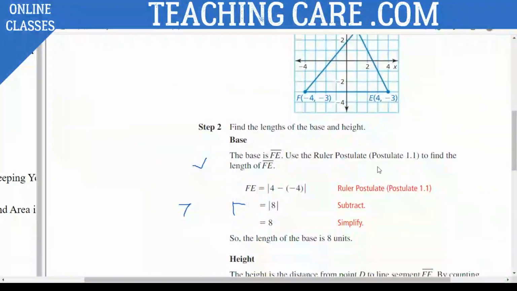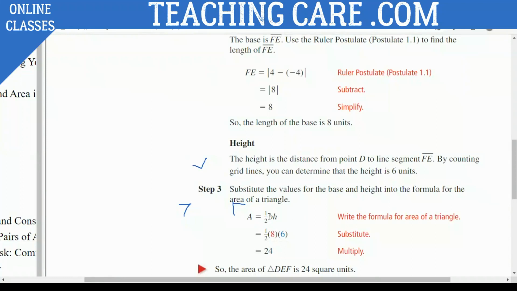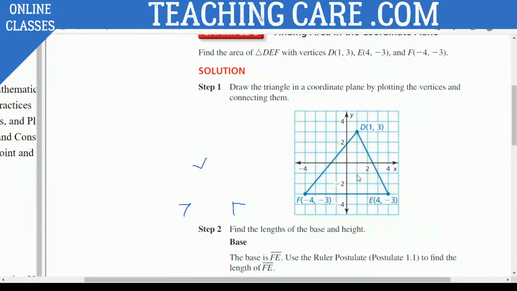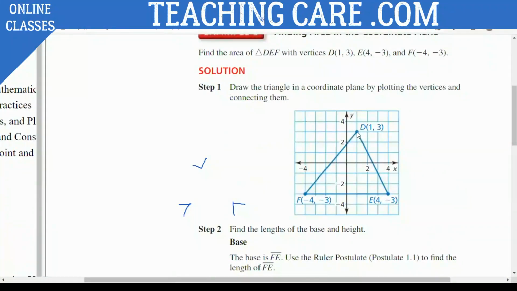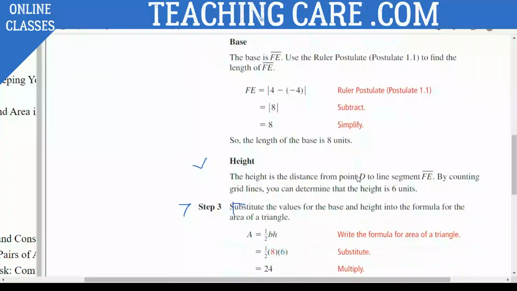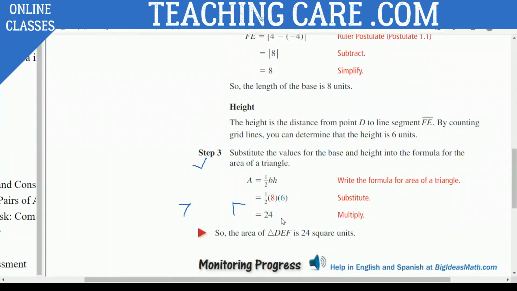Now, the height. So what is the formula for area? It is half base times the height. So the base I have got to be 8. The height I need to find. When I am talking about the height, it is nothing but 6, because the height is the distance from the point D to the line segment MP. So you can just measure it out from here. How much distance it has got. You understood? From 3 to negative 3, so it is going to be 6. So you have just substituted it. This is the formula, or the way, to calculate the area of a triangle.